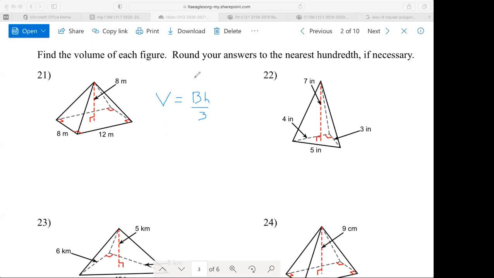By the way, it's the same formula, right? It literally is the same formula. The difference is that B is a different shape. And then for cones, instead of writing the B, we write pi r squared. For a pyramid, well, we don't know what shape the base is. The base could be a rectangle, it could be a triangle, any of those. All right, so pick one.